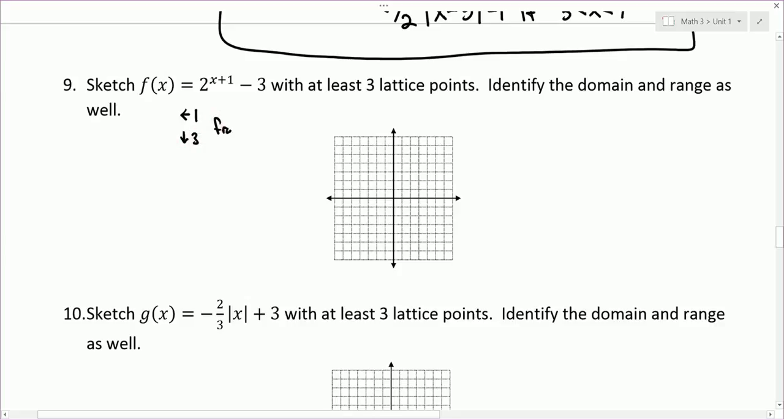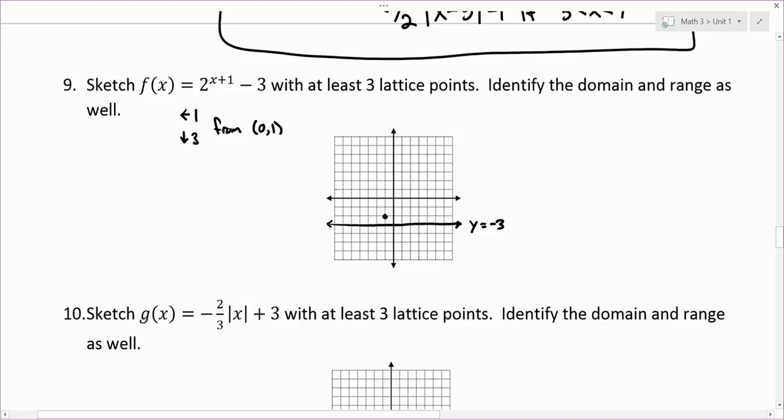And remember, this is from the point of the parent graph at 0, 1. That's the y-intercept of the parent graph. So from 0, 1, I'm going to go left 1, down 1, 2, 3. The parent graph also has a horizontal asymptote at the x-axis. Everything's been translated down 3 units, so now the horizontal asymptote is the line y equals -3. And then we want a couple other points. So we have one lattice point right now.